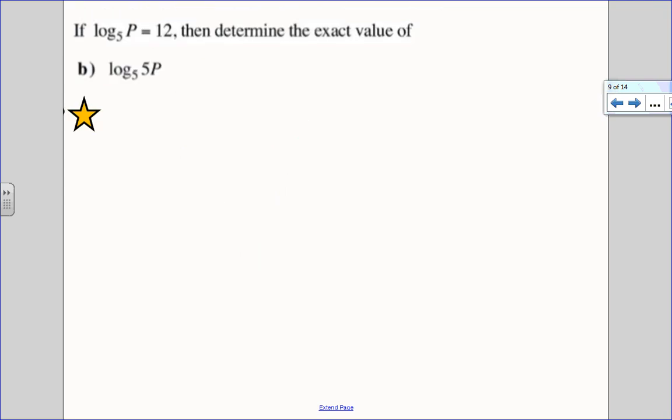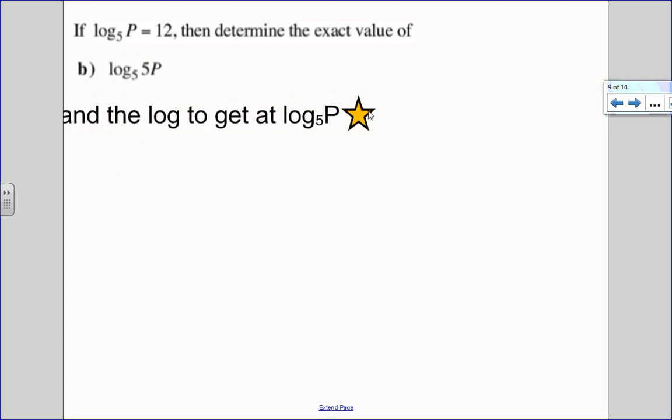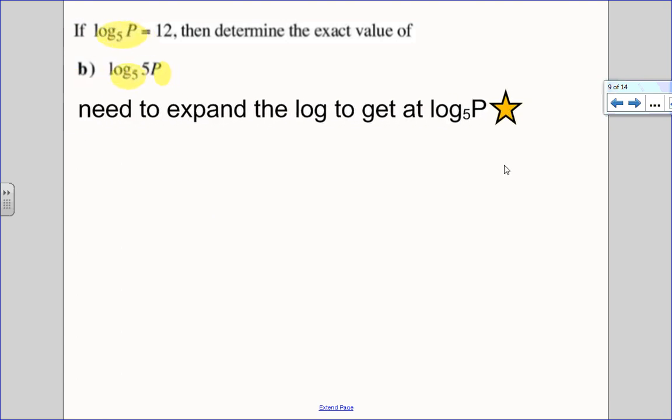Okay, so again, log base 5 of p is still 12. Now I want to use it here as well. So I want to find a way to be able to use this expression. So see how I have a log base 5 and a p? I just have to separate those apart to get at the p. So log base 5 of 5 plus log base 5 of p.